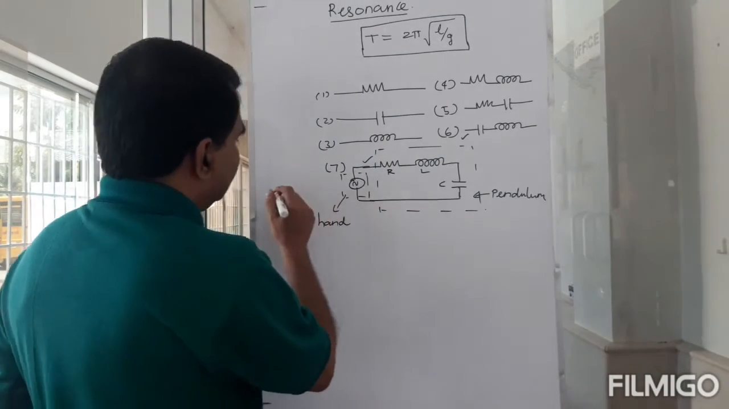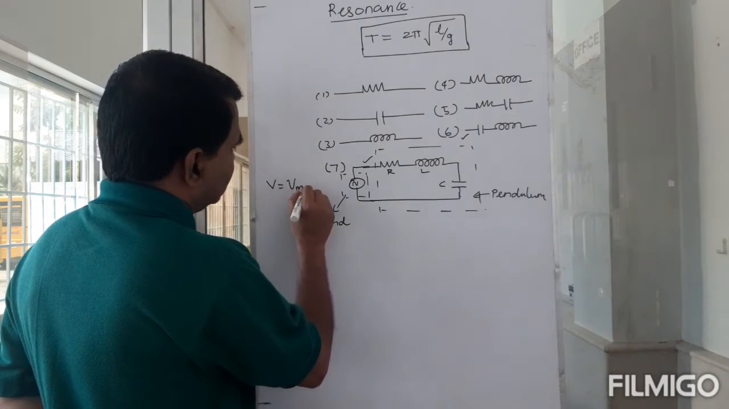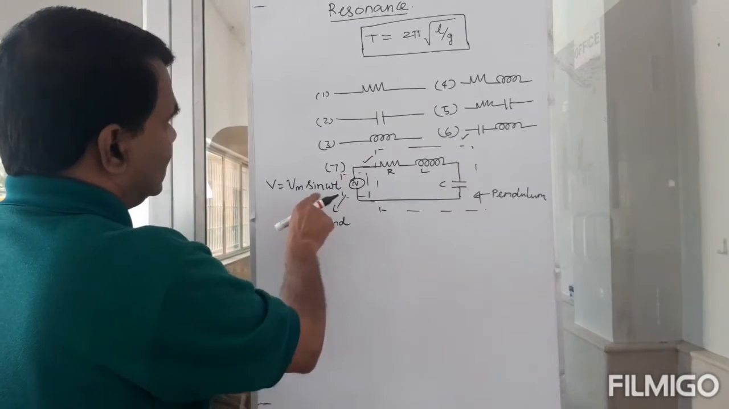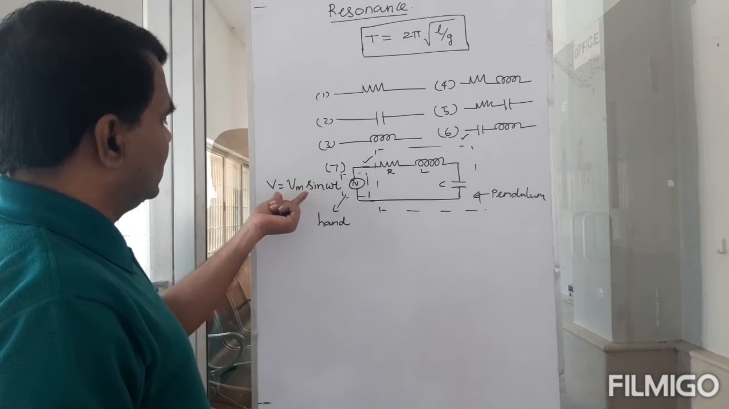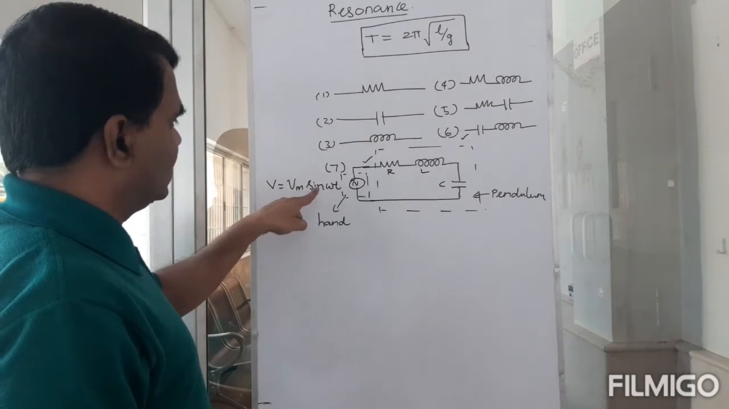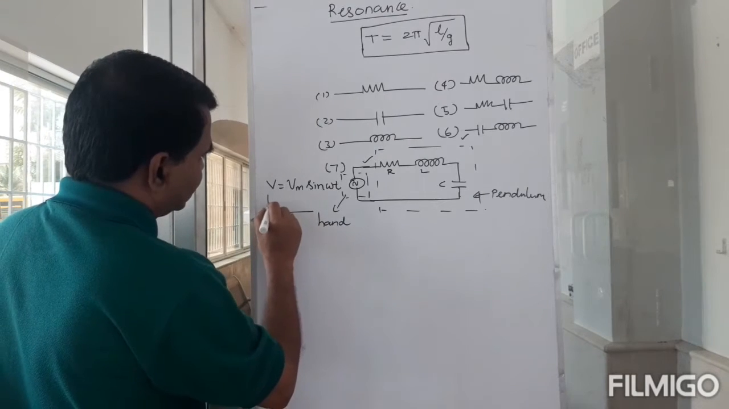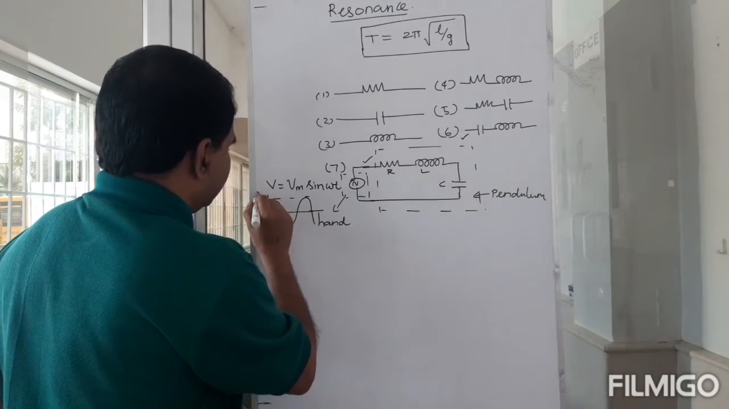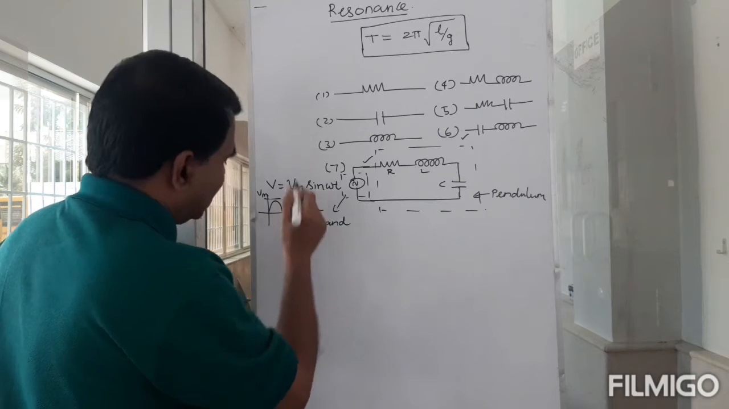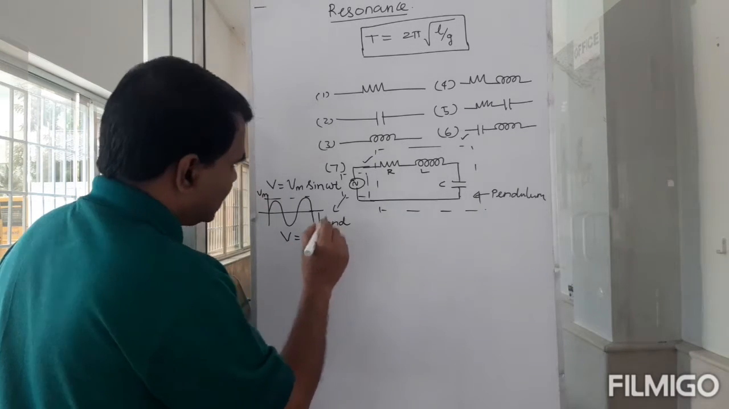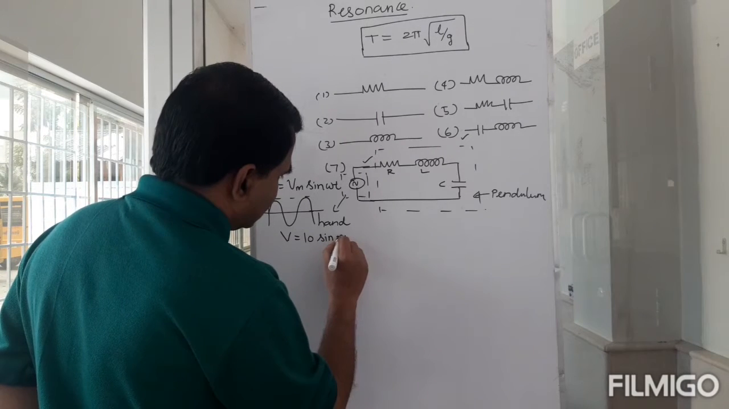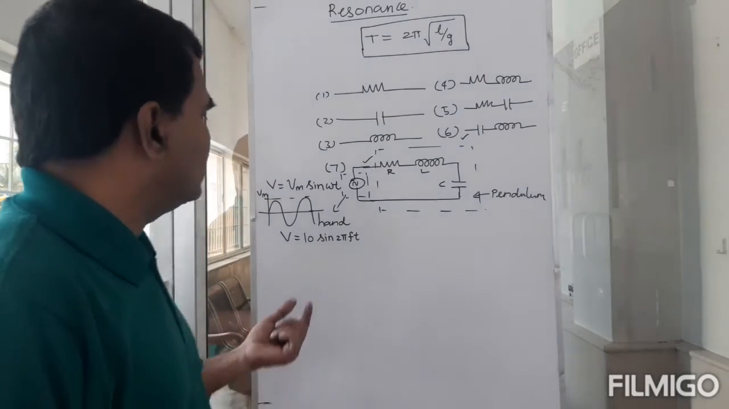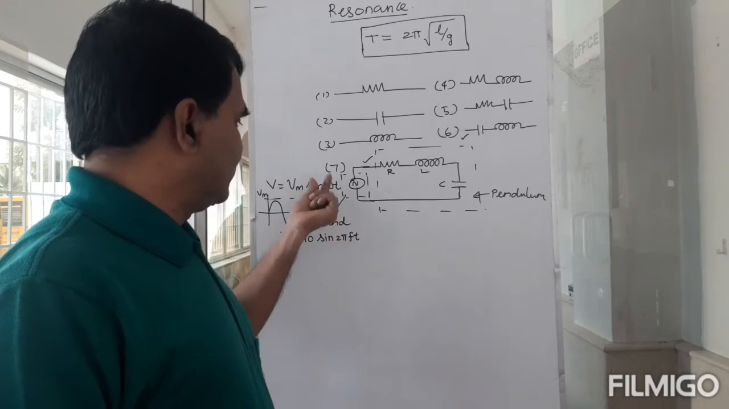The voltage V is equal to Vm sine omega t. If I take an RLC circuit, this is the applied voltage, with maximum Vm and sine omega t. It will look something like this. So this is your maximum voltage. A typical example could be 10 sine 2 pi f t, or omega t. So this is the maximum voltage and this is the frequency.